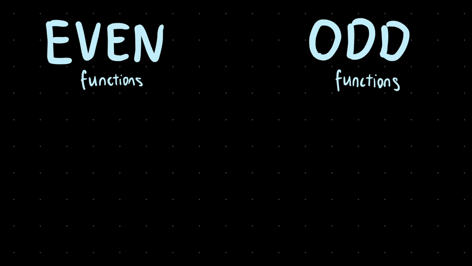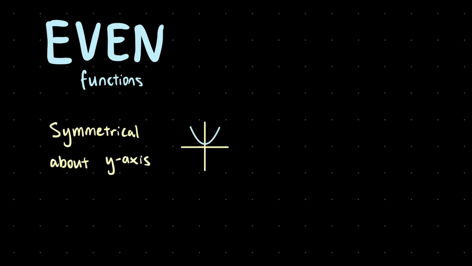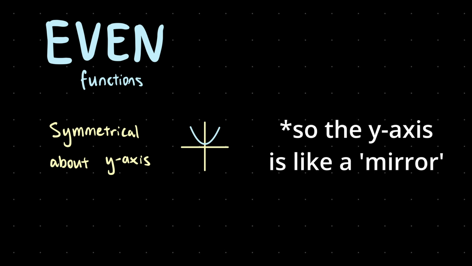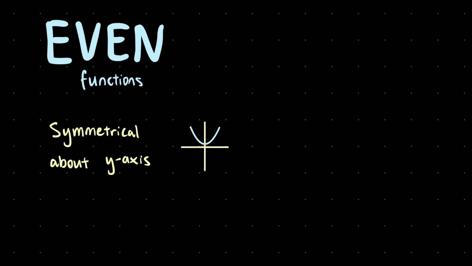Let's start with even functions. The visual definition for an even function is that it's symmetrical about the y-axis, like a parabola. In terms of an algebraic rule, the rule for an even function is that f(x) is equal to f(-x). That just means if you sub in negative x into the function, you're going to get the original function. But don't worry if that sounds abstract. Let's look at an example.